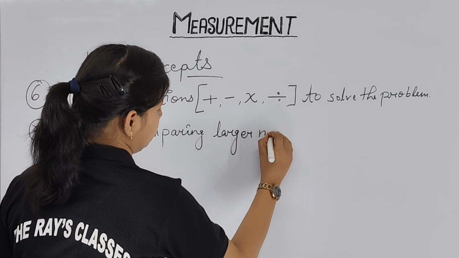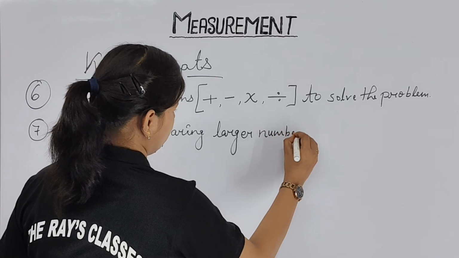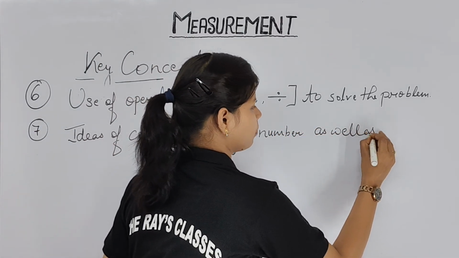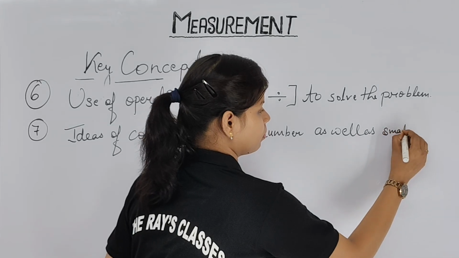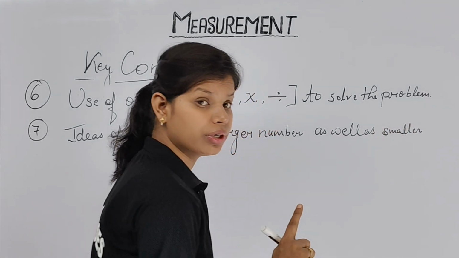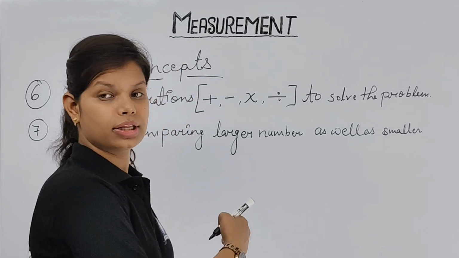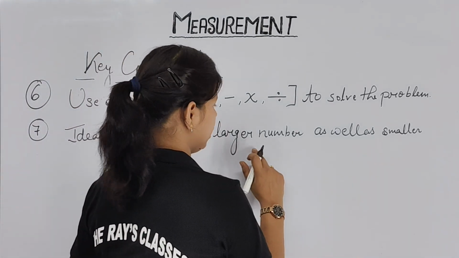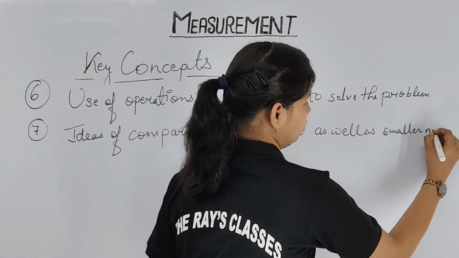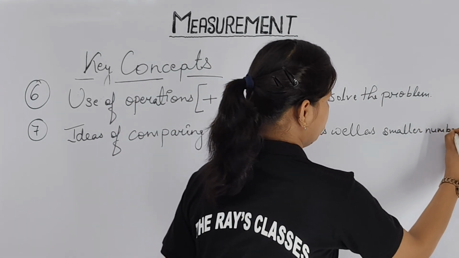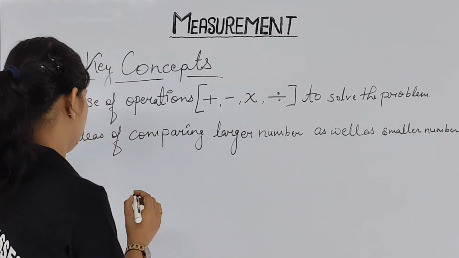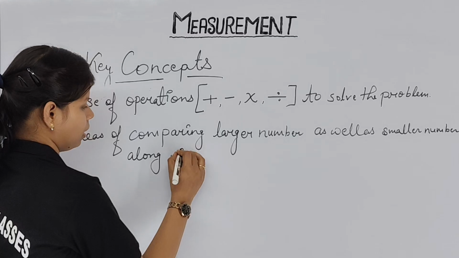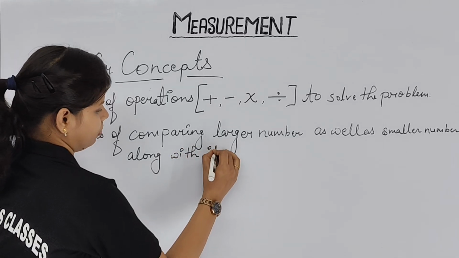larger number as well as smaller number. Means you learn one more new term, that will be the comparison. Before this, you learn about solving the problem. Here, larger number as well as smaller number along with its unit.